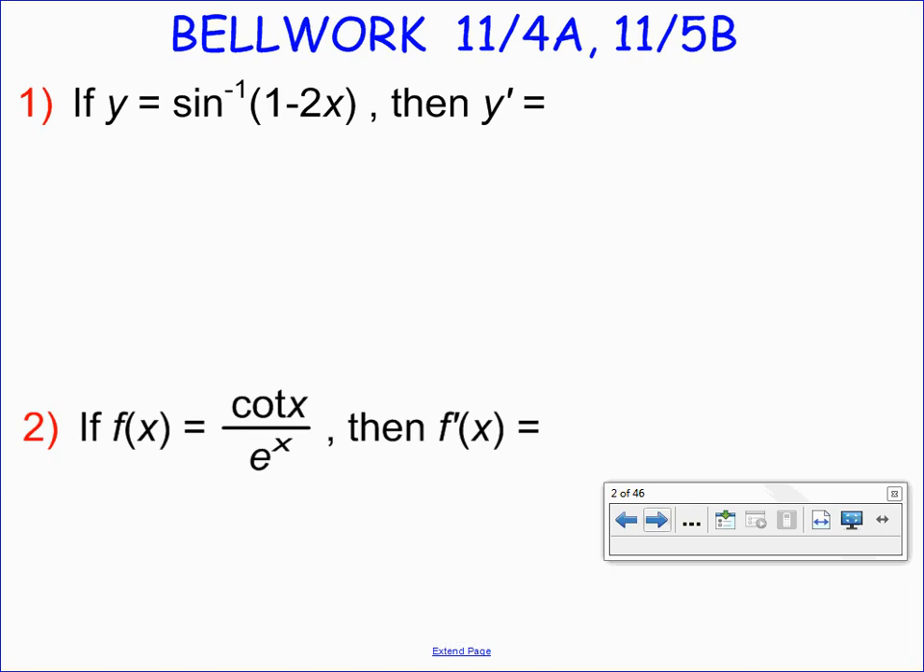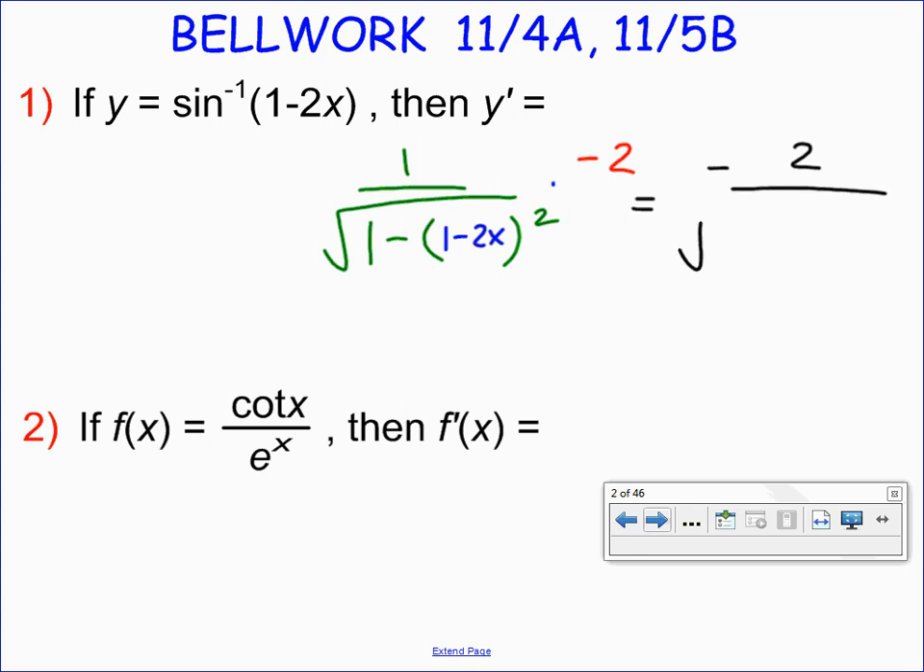And so I know that y prime is given by 1 over the square root of 1 minus the input squared times the derivative of the input. It's just that my input isn't x, it's 1 minus 2x. And so I have that times the derivative of my input. My input was 1 minus 2x, so the derivative of my input is negative 2. And we can go ahead and rewrite as a single fraction. This would look like negative 2 over square root of 1 minus quantity 1 minus 2x squared.